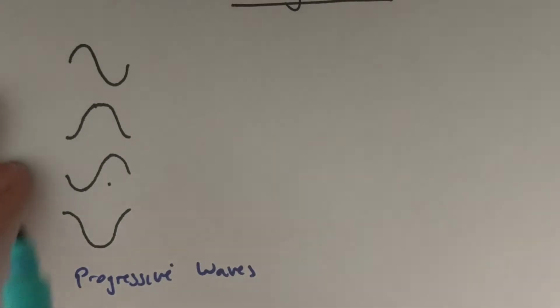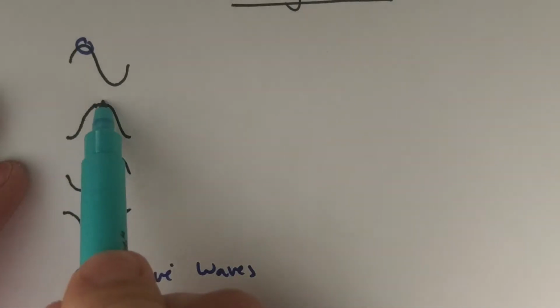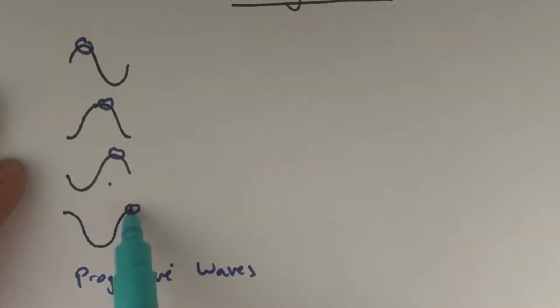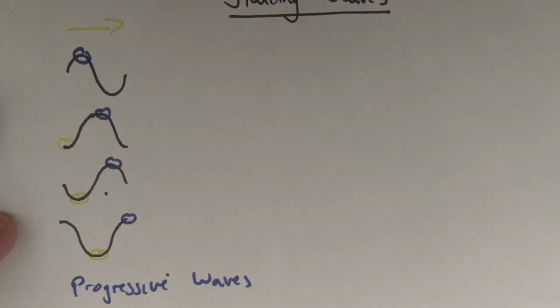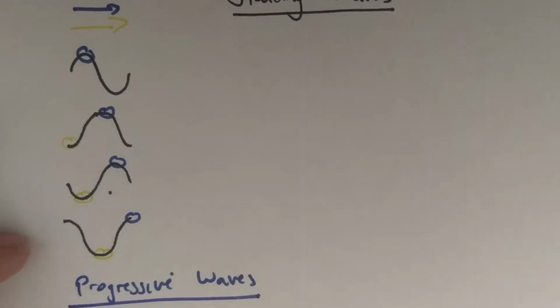If you look at our progressive wave, maximum amplitude, the first one is there, second one, third one, fourth one. If you look at the minimum amplitude, see on the second one there, third one, and the fourth one. You can see on each diagram, both the negative amplitude and the positive amplitude are moving in that direction. So they are physically moving through space, transferring energy from one place to the other. So that is a progressive wave.